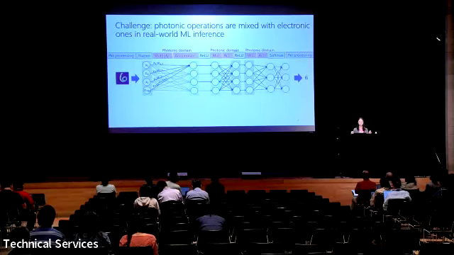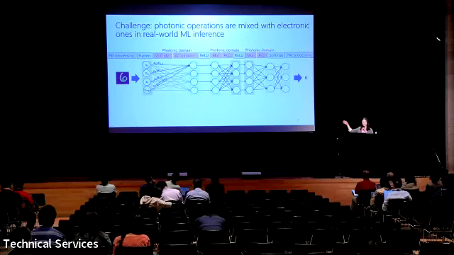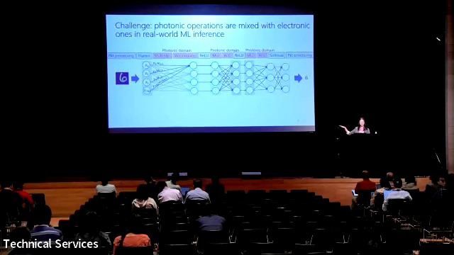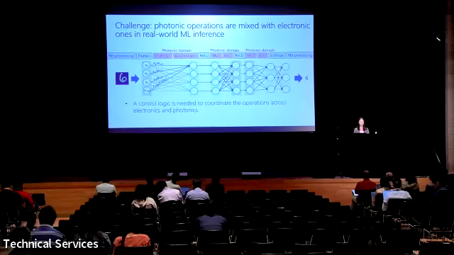The reason is photonic operations are mixed with the electronic ones in real-world machine learning inference. This is an example of a fully connected layer machine learning inference. As you can see, the photonic multiplication and those digital ReLU nonlinear functions are mixed together. As a result, a control logic is needed to coordinate the operations across electronics and photonics.